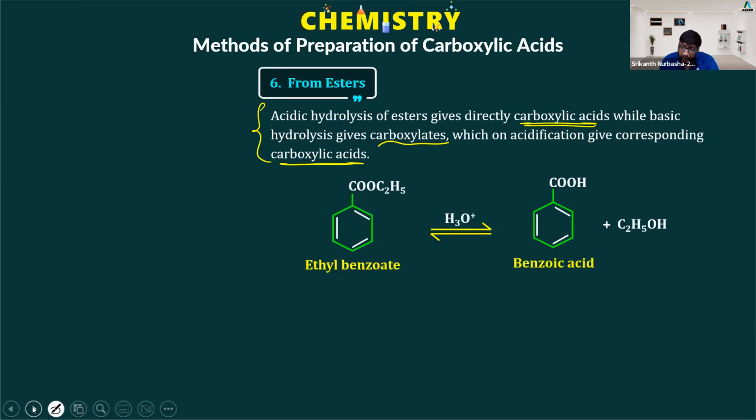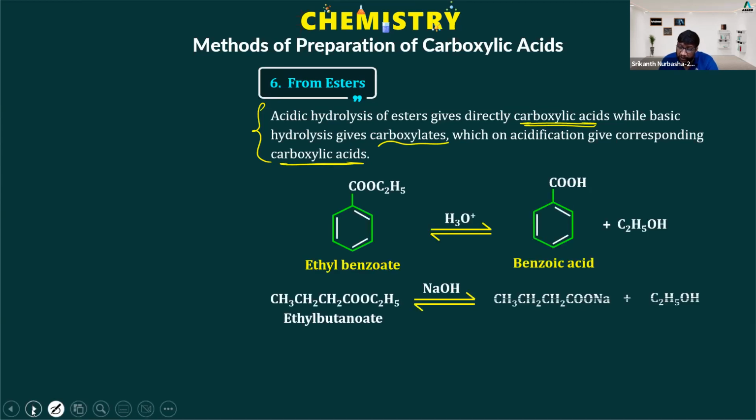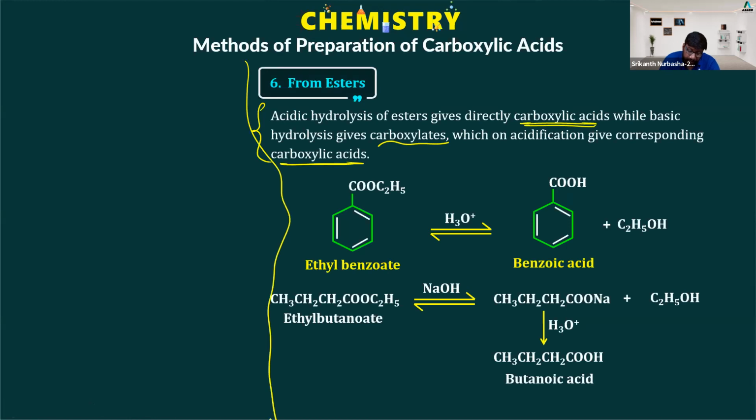So ethyl benzoate, when you treat it with H3O+, you will get benzoic acid and C2H5OH. Similarly, ethyl butanoate, you treat with NaOH, you will get CH3 CH2 CH2 CO minus Na+, the carboxylate. You do the acidification, you get the acids. And how is this reaction going to happen? Let us take ethyl benzoate, Ph C double bond O, OC2H5. Let us do the acidic hydrolysis.